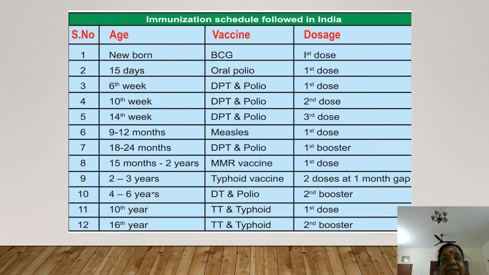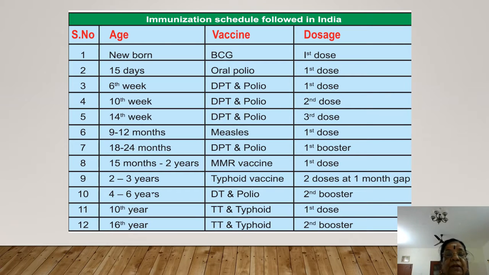Now this is a table where immunization schedule is followed in India. This I am not going to read out, you should just understand. Age group வந்து newbornல இருந்து 16th year வரைக்கும். Age group என்னெல்லாம்? Newborn, 15 days, 6th week, 10th week, 14th week, 9 to 12 months, 18 to 24 months, 15 months to 2 years, then 2 to 3 years, 4 to 6 years, 10th year and 16th year.